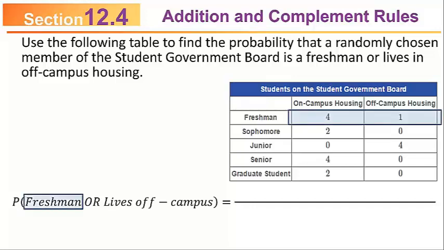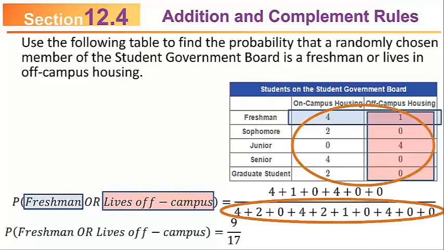There are 5 freshmen and there are 5 students who live off campus. So we want to know the probability of being a freshman or living off campus. You can't just say 5 plus 5 because there's one person who overlaps. There's one person who is a freshman but also lives off campus. So when you count the number of freshmen or students living off campus, you have to say 4 plus 1 plus 4. That's only 9.